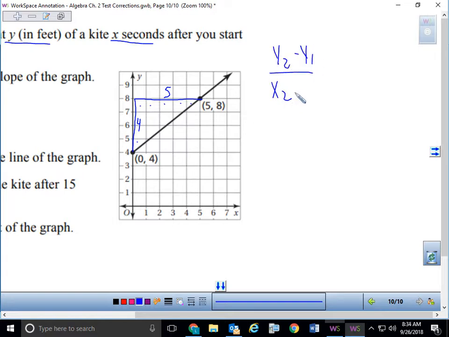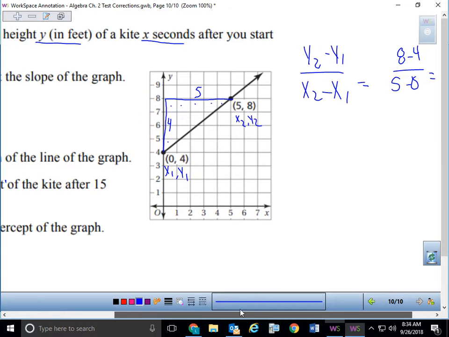If I'm going to do my work over here, if you use the equation, y2 minus y1 over x2 minus x1, doesn't matter which one's which. It's going to go bottom to top. x1, y1, x2, y2. This gives me 8 minus 4 over 5 minus 0. 8 minus 4 is 4. 5 minus 0 is 5. Works out the same way.